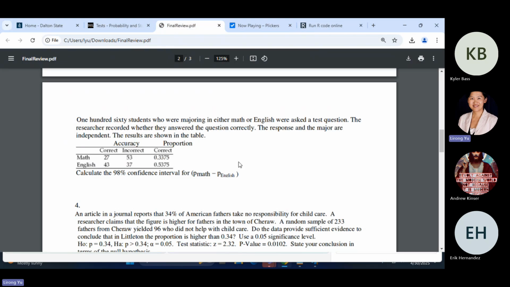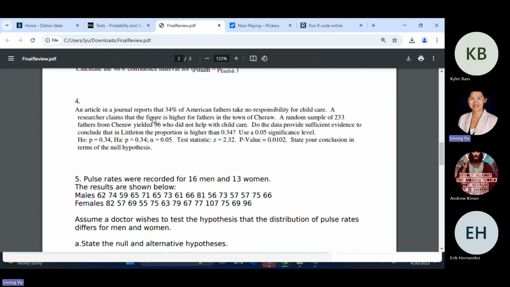I kind of review the proportion test. The next question is another proportion test. Random sample, and the yield 90. So sample size is 233. The success is 98. When I calculate that proportion compared to the 0.34, you can run the proportion test or do it yourself. Any question?